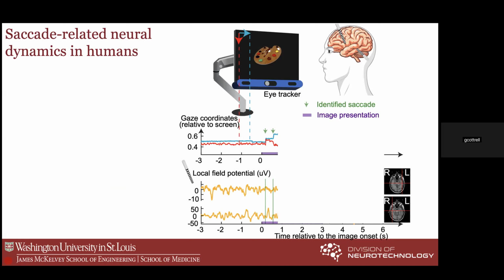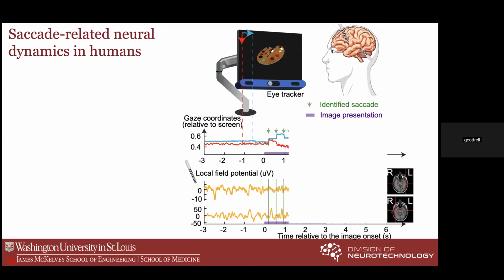The x-axis represents time relative to image onset, and before zero, the participant was watching a fixation cross. During that period, the local field potentials seemed uncorrelated, but after the subject made an eye movement, their waveforms began to show similarity.